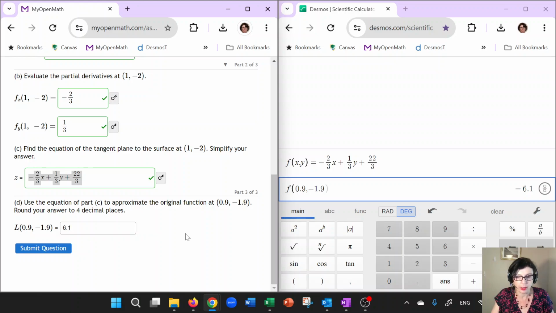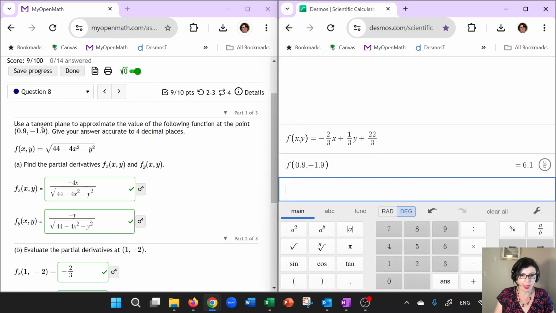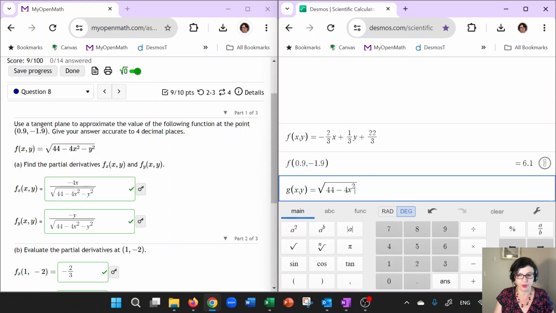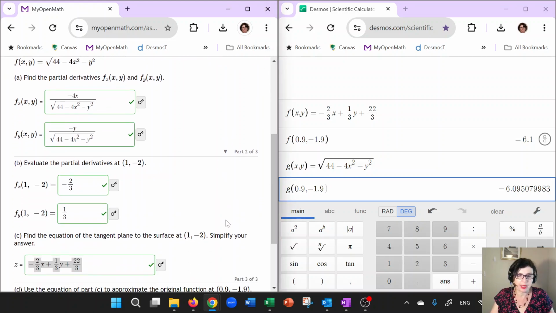So this is 6.1. Because we, of course, have all the technology in the world, we can actually define, I'll just call it G or whatever, the original square root and see what the difference is. It should be pretty close, because we just got an approximation. So let's see if I can get that. Well, it's 6.095. So this approximation is not that bad, right?